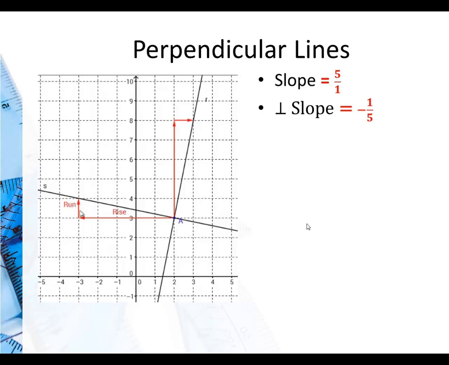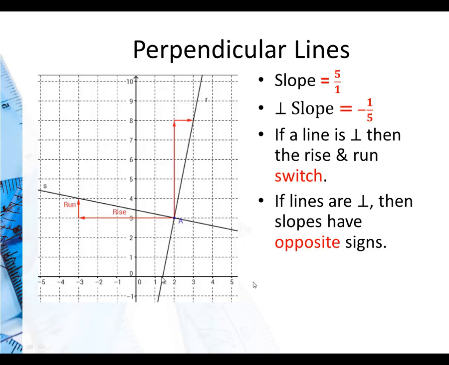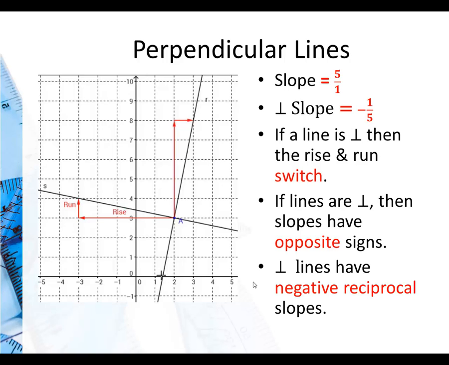You might have noticed that the run, which was horizontal, is now pointing vertical, and the rise, which was vertical, is now horizontal. So it's as if the run and the rise switch from the original line if the lines are perpendicular. Additionally, if two lines are perpendicular, then the slopes are going to have opposite signs. If one is negative, the other will be positive, and if one is positive, the other will be negative. Another way of saying this is perpendicular lines have negative reciprocal slopes. That is, the negative means change signs, and reciprocal means flip.